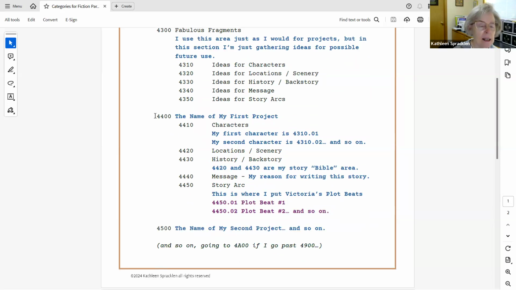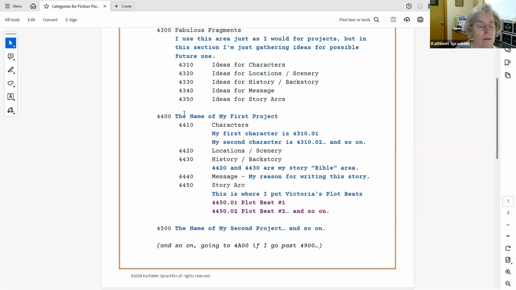I have dividers for them, and I can just plunk ideas in when they occur to me. I get serious at the 4400s. That would be my first project, and this is akin more to Victoria's novel. At 4500, that would be my second project. And I just keep going, 46, 47. If I get past 49, if I get super prolific, I'll just make it 4A and keep on going with the letters of the alphabet. So this will accommodate any number of works, fiction or nonfiction, that I create.